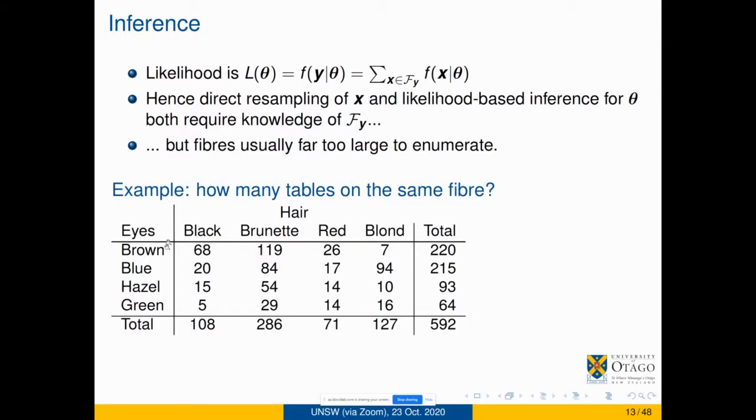So again, let's play a game. Here's a contingency table. Question: how many alternative tables are there on the same fibre? In other words, how many alternative tables are there with the same row and column totals?